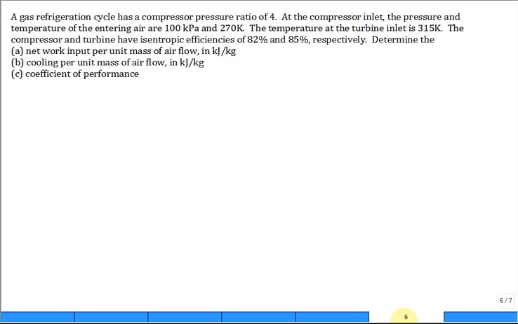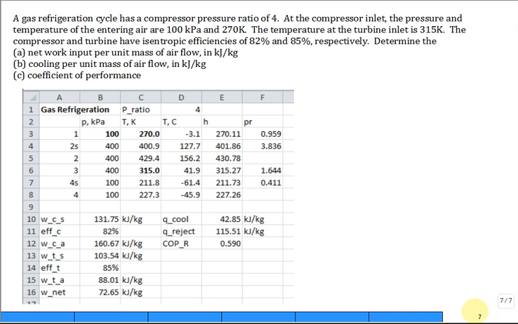Here's a problem, but let me do this. I have the solution here. So here's a problem with the solution. We have a gas refrigeration cycle and the compressor pressure ratio is 4. And what I did was I set it all up in Excel. I put the pressure ratio up here, 100, 270 for the inlet to the compressor. And then the temperature at the turbine inlet is 315. That's specified. And the efficiencies are given some value of 82% and 85%.